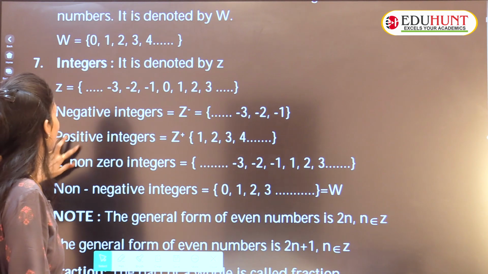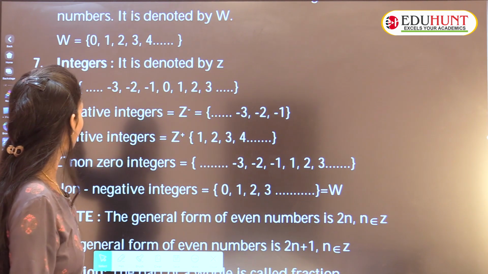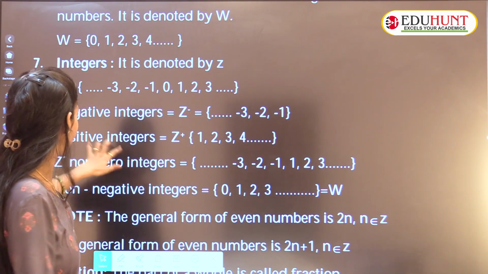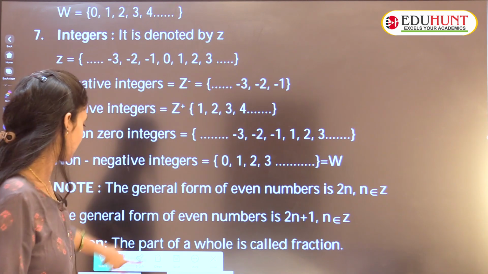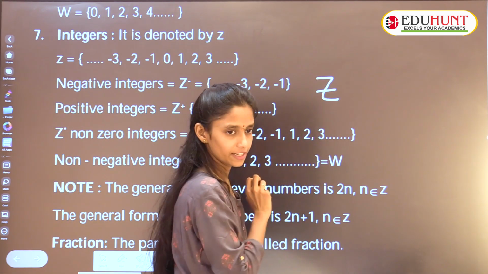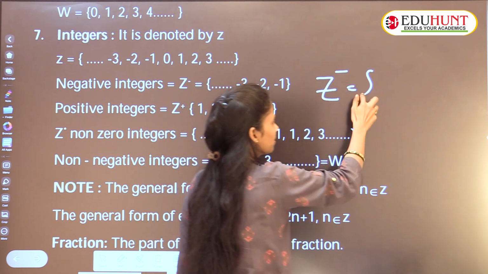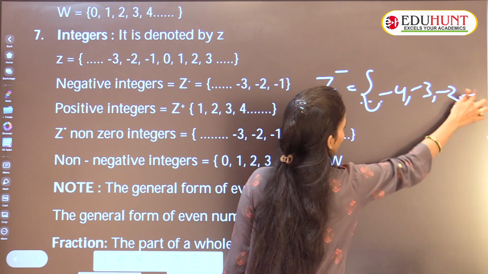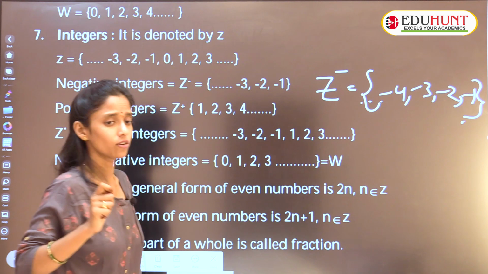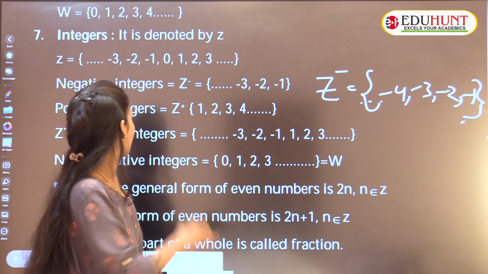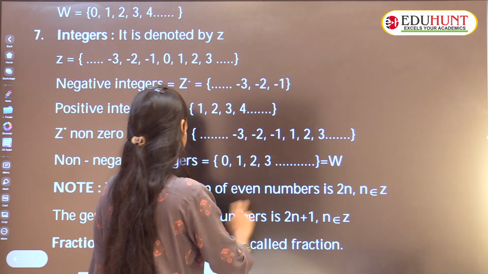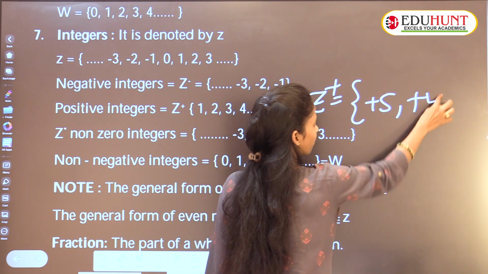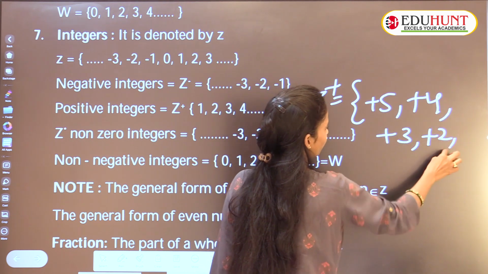So integers are denoted by Z, and if you observe here, Z equals -3, -2, -1, 0, 1, 2, 3. Just now I explained to you. See, negative integers will be denoted with Z minus. Negative integers means you write minus, where only negative numbers will come: -4, -3, -2, -1, so on. That's it. I'm alerting you once again: 0 is neither positive nor negative. After that, if you want positive, Z plus: +5, +4, +3, +2, +1.